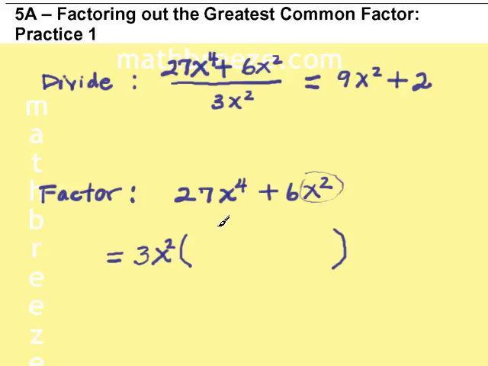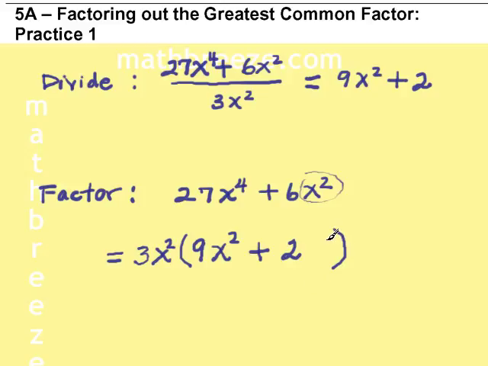All right, and now we say, okay, 27 divided by 3 is 9. And x to the fourth divided by x squared is x squared. 6 divided by 3 is 2. And x squared divided by x squared is 1. We don't have to write that. 2 times 1 is still 2.